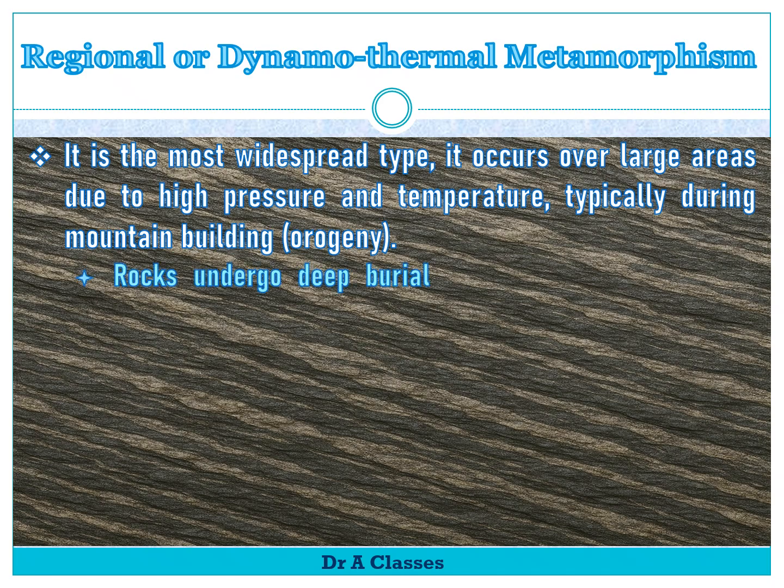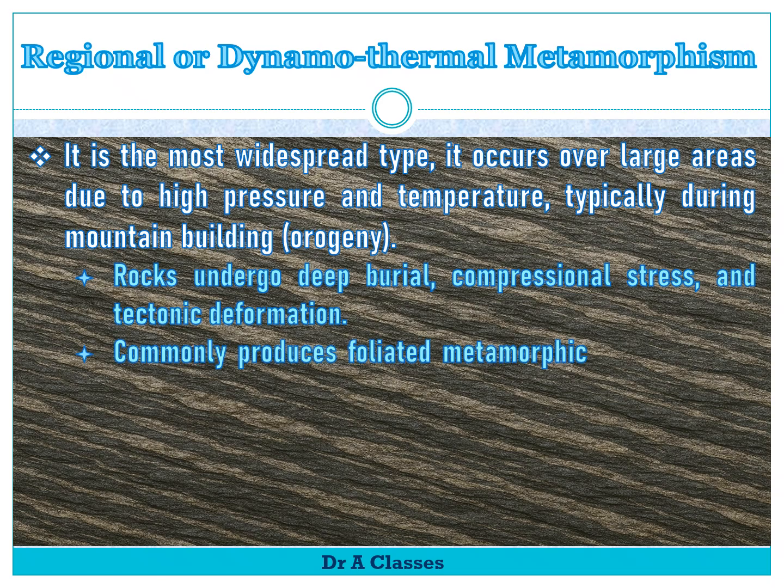This process involves the deep burial of rocks under thick accumulations of overlying materials, along with compressional stress and tectonic deformation. As a result, rocks are squeezed, folded, and chemically altered over time. Due to high directional pressure, regional metamorphism commonly produces foliated metamorphic rocks such as slate, fine-grained from shale; phyllite, slightly coarser with a silky sheen; schist, medium to coarse-grained and rich in mica; and gneiss, banded high-grade metamorphic rocks.